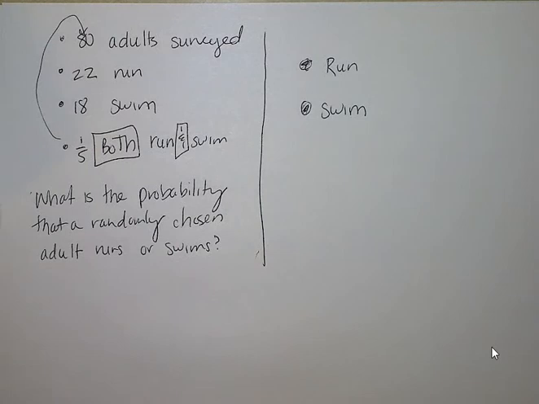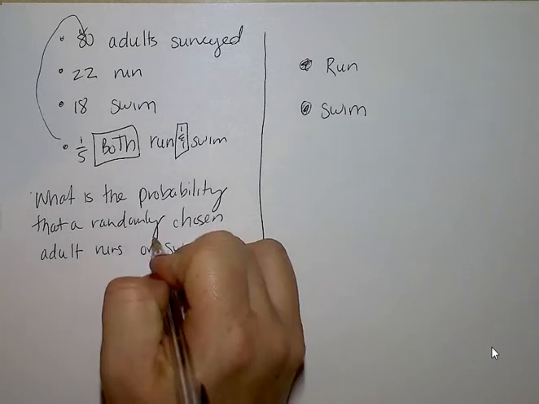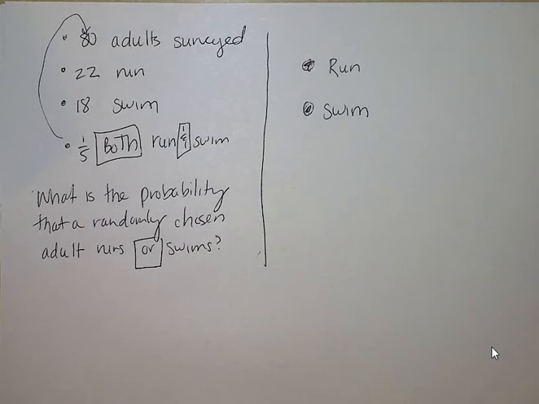What is the probability that a randomly chosen adult runs or swims? Please box in the order.